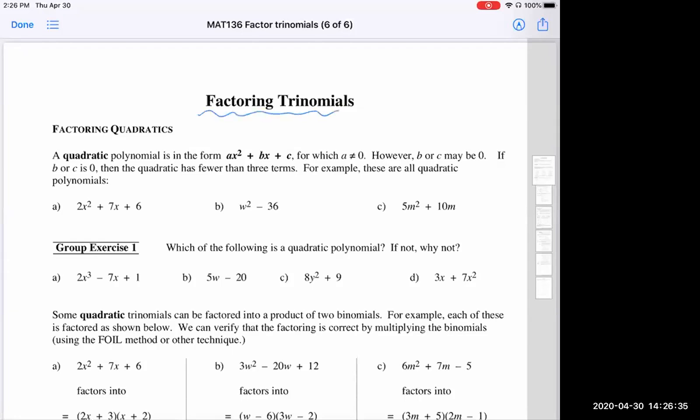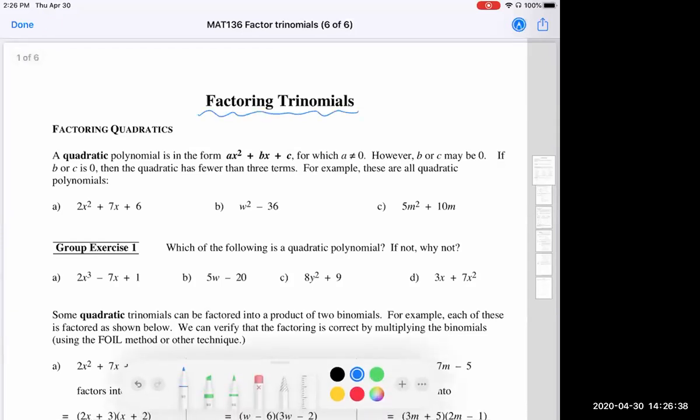Factoring is pretty much trying to come up with the same binomial or whatever. Usually it's a binomial, but it doesn't have to be a binomial. I want to come up with the two things I can multiply to give me a trinomial. All right, let's begin. Factoring quadratics.